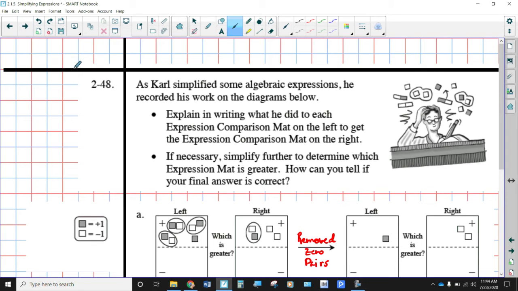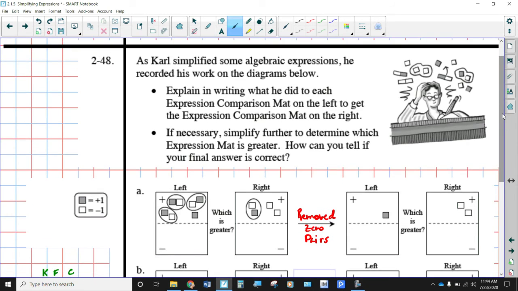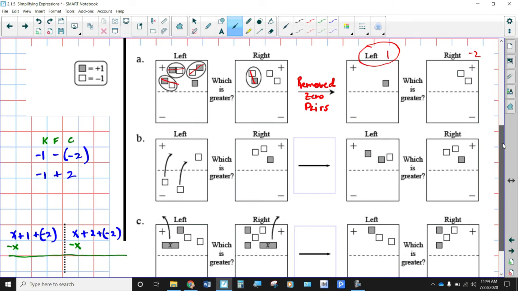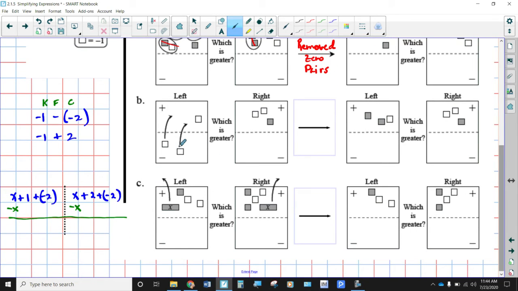Okay, so you can do those types of notations in your journal to help you see that those are going to go away, and you're going to be left with this. Now that we've cleared out all those zeros, can you determine which one is greater? This has a value of positive 1, and this has a value of negative 2. So can we all agree that the left side here, positive 1, has to be greater than negative 2? Yes, it is. Now let's take a look at what Carl is doing with this move.